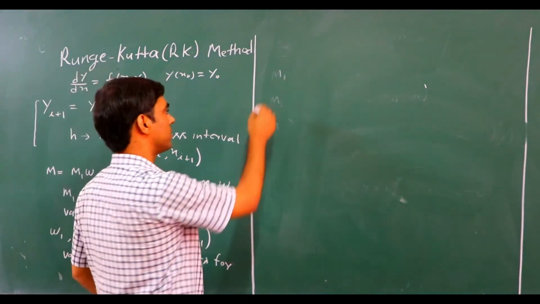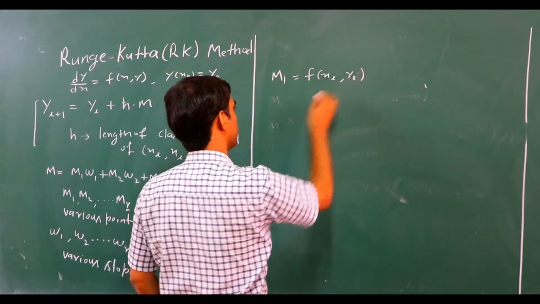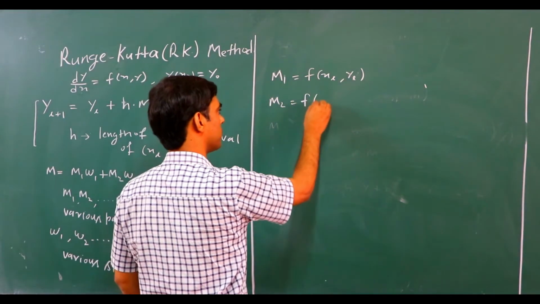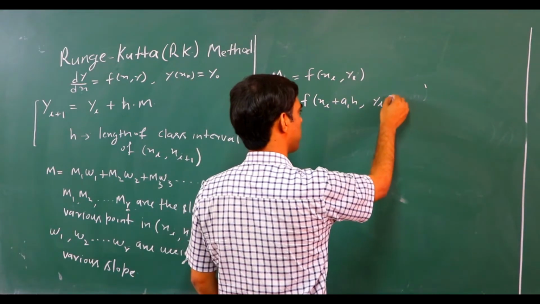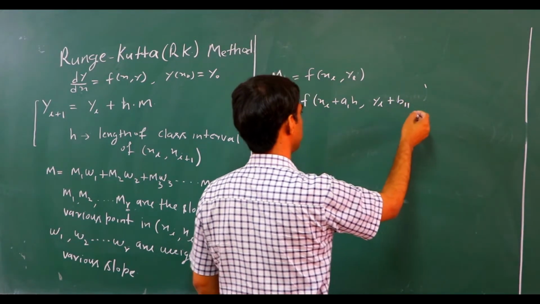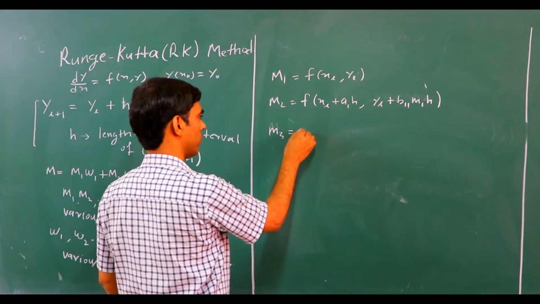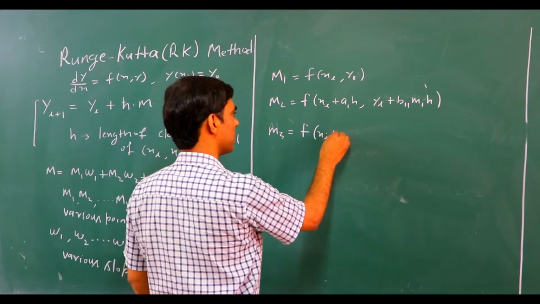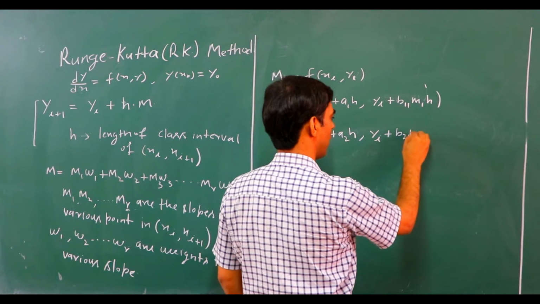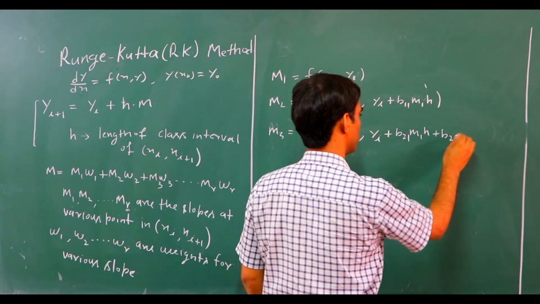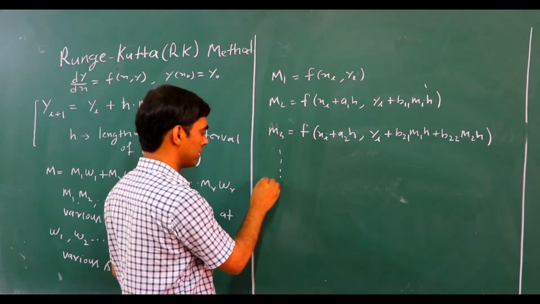So what is the value of m1? m1 = f(x_i, y_i), and m2 = f(x_i + a1 h, y_i + v11 m1 h), and m3 = f(x_i + a2 h, y_i + v21 m1 h + v22 m2 h), and in a similar manner, what is the value of mr?